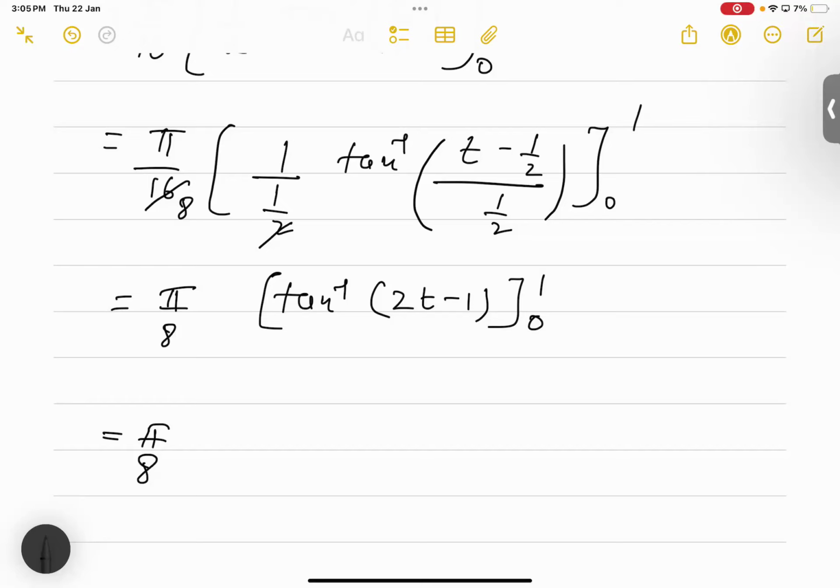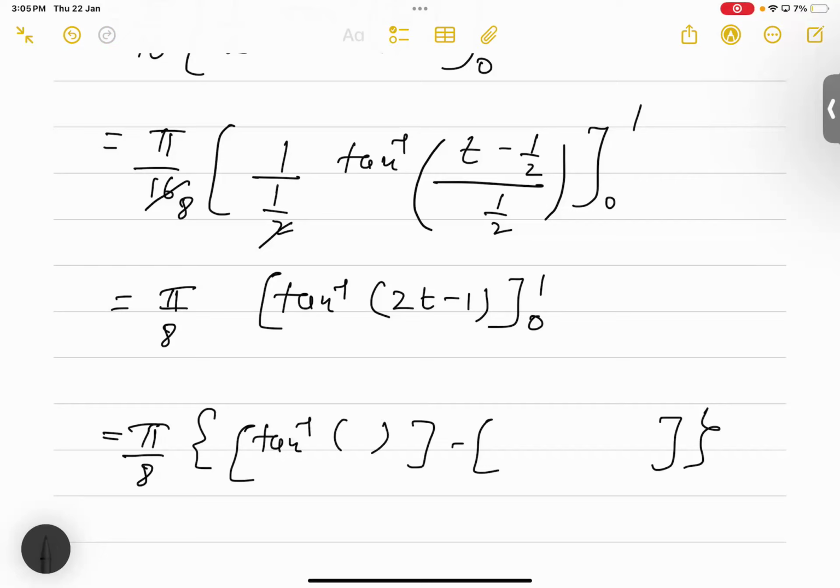Fine. So this will be tan inverse 1. Solve ho gaya. For 2 into 1, 2 minus 1, that is minus 1. So it's 2 minus, plus 1, this will be plus 1 and this will be minus 1.